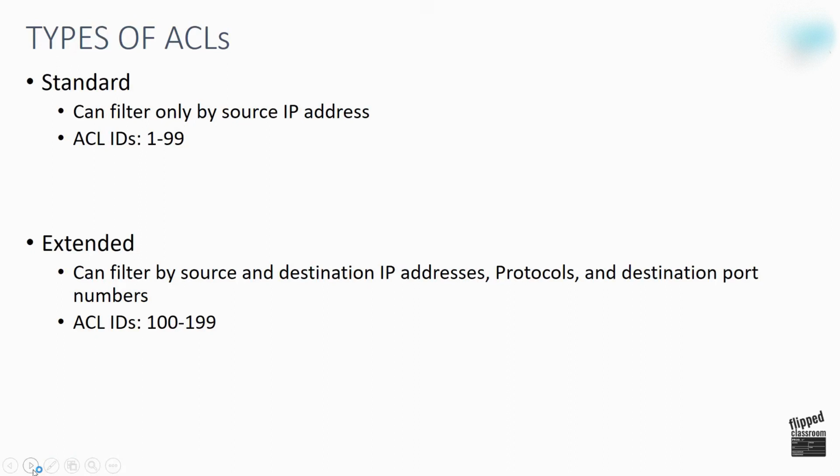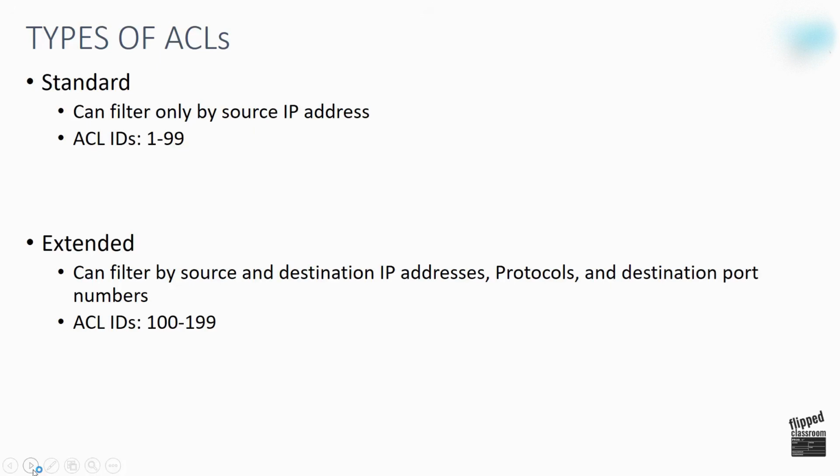Well, we have two types of ACLs. One type of the ACL is called a standard ACL, which can make filtration only by source IP address or by source IP addresses. And so the standard type got ACL IDs from 1 till 99.